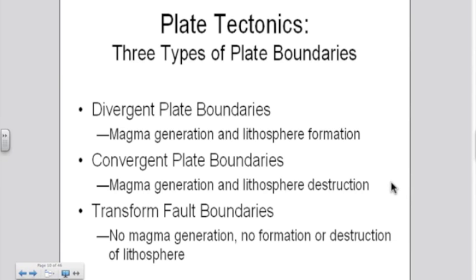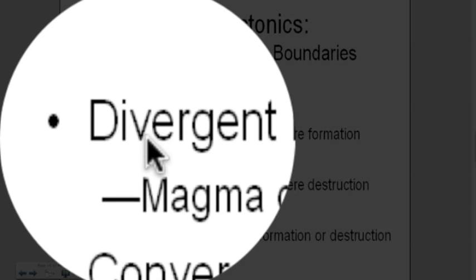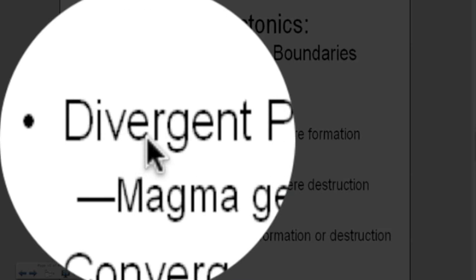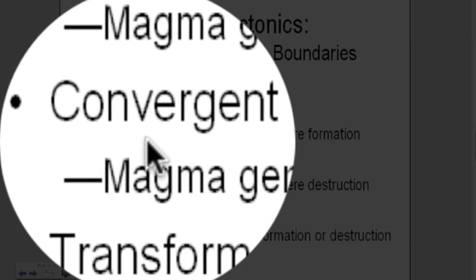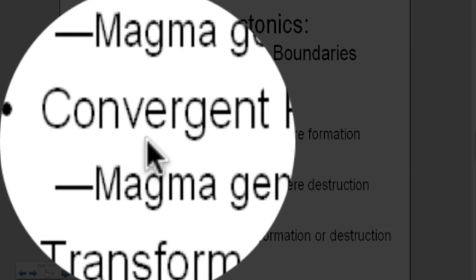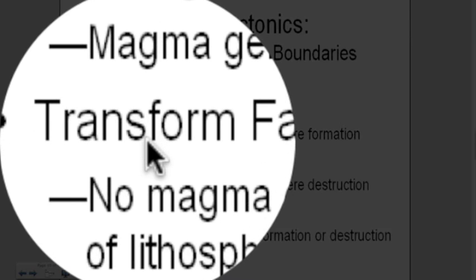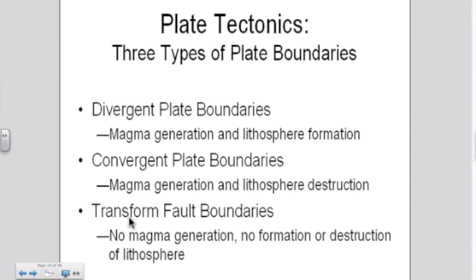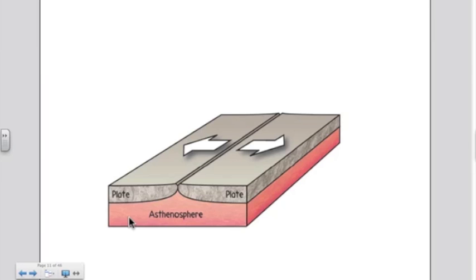There are three types of plate boundaries where plates interact. Divergent plate boundaries, convergent plate boundaries, and then the last one is called transform. We'll start with divergent. In divergent plate boundaries, we have two plates that move away from one another.